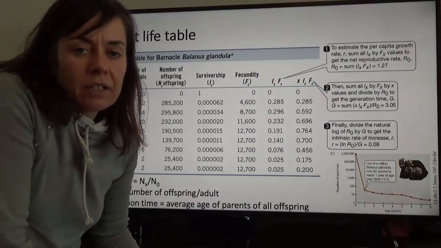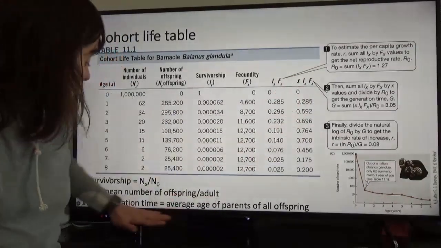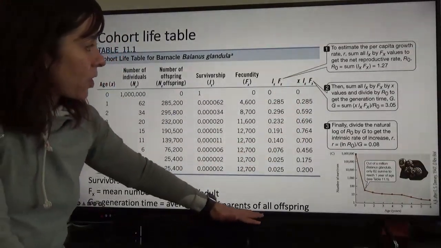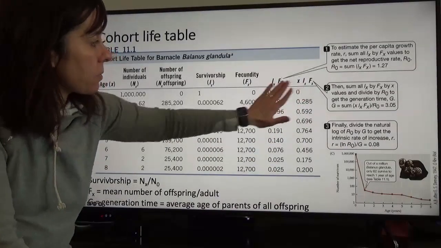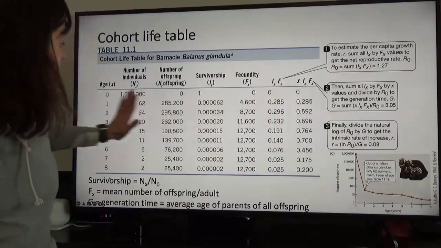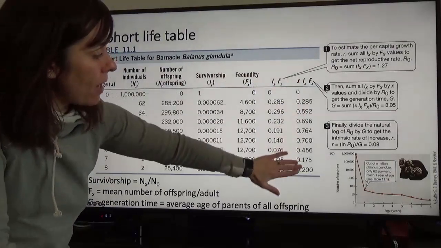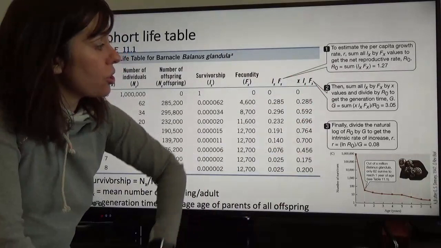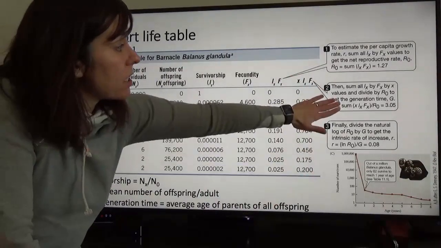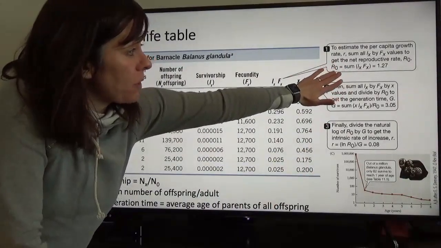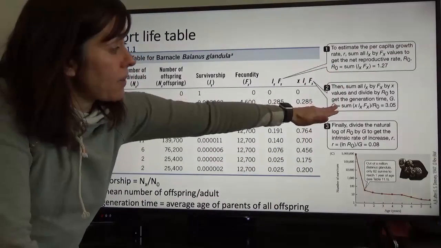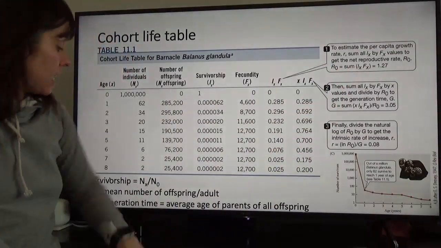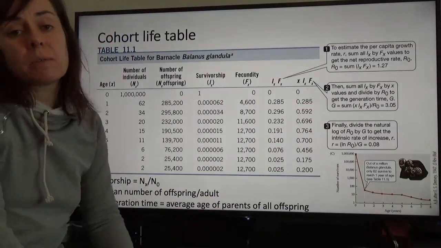Another component we can calculate from this table is the generation time, which is the average age of parents of all offspring, okay? And so the way we do this is we take this term, lx times fx, we multiply it by the age. We do that for every single row within the life table, and then we can sum these up and divide it by the net reproductive rate to give us the generation time, okay? So again, that's the average age of parents of all offspring.